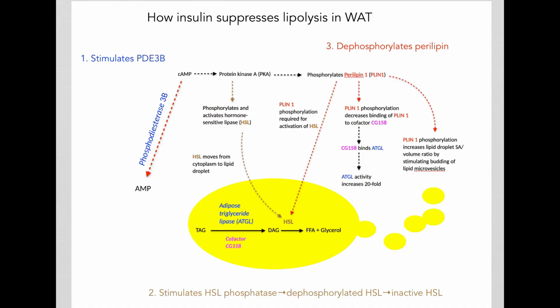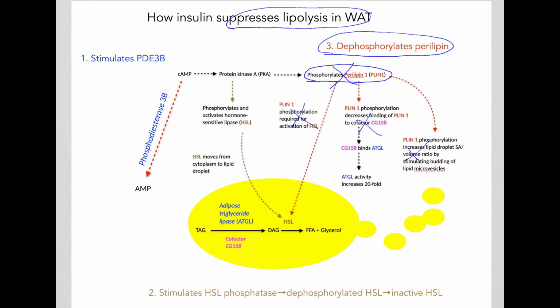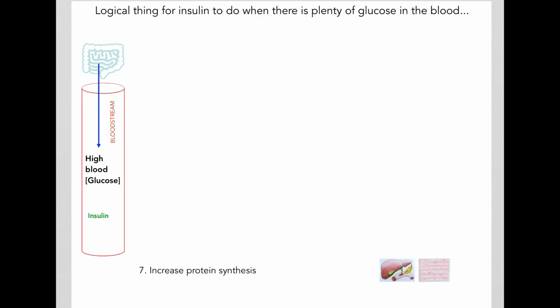And another powerful way by which insulin suppresses lipolysis is that it dephosphorylates perilipin. So perilipin is only functional when it is phosphorylated. So by increasing the dephosphorylation of perilipin, all of these effects will not happen, and thereby lipolysis will be dramatically suppressed in adipocytes. Okay, so that's how insulin affects lipid metabolism.